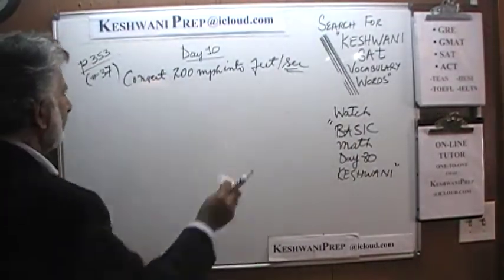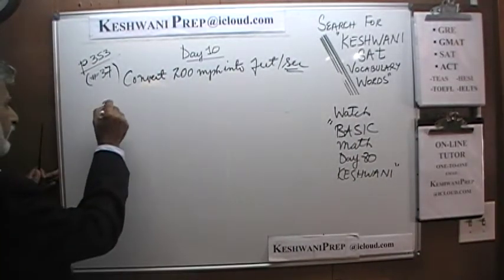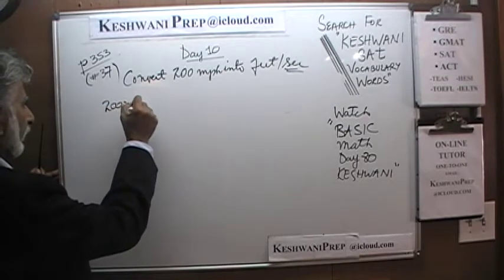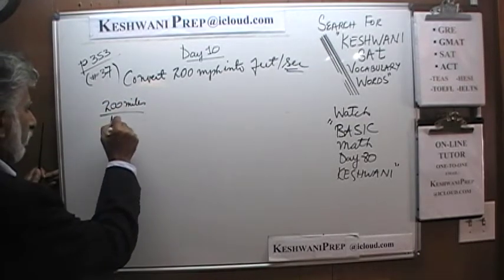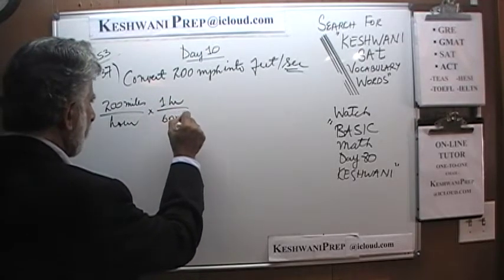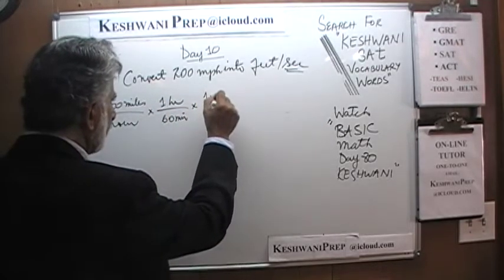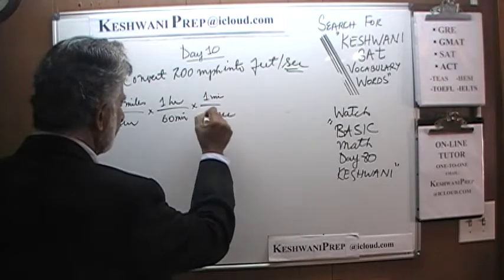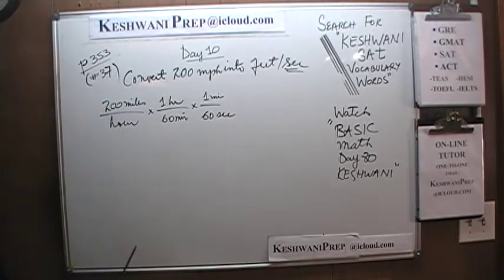Let me start again. Okay, and this time without explanation. So 200 miles per hour. 1 hour is 60 minutes. And 1 minute is 60 seconds. Voila, you see? It goes much faster if I don't babble.